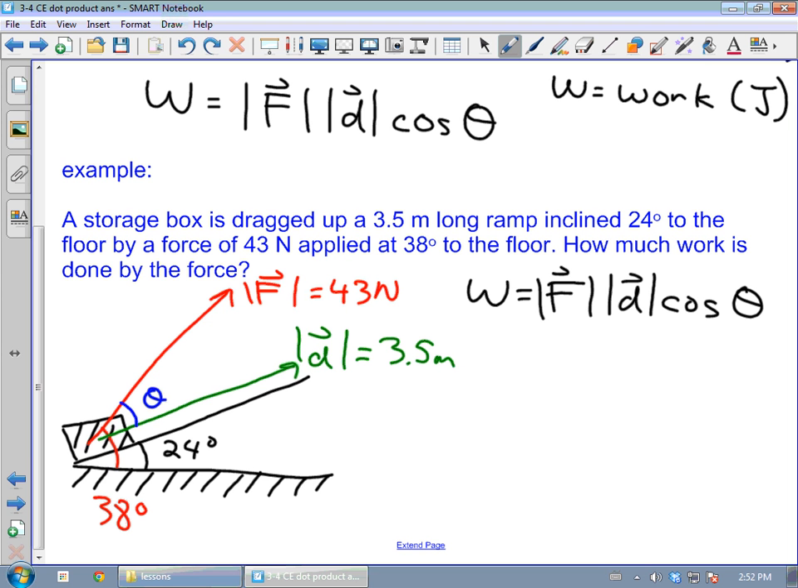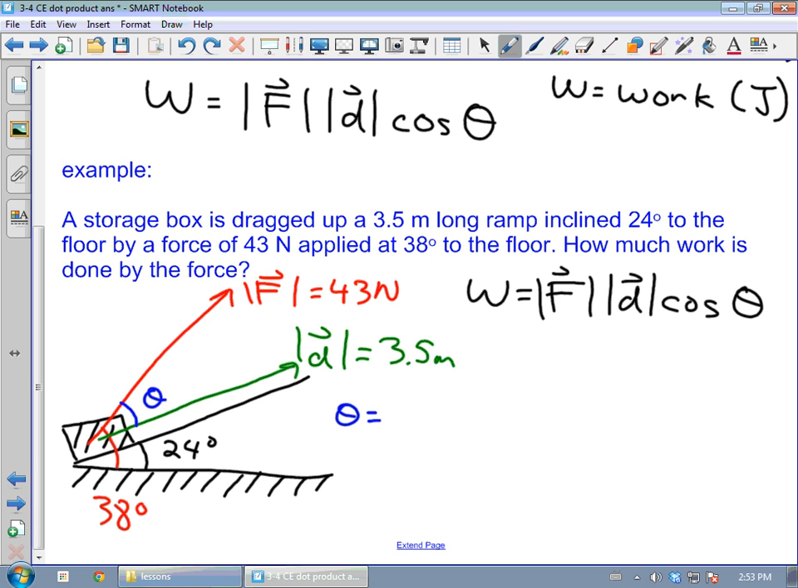We know that from the force vector to the floor is 38 degrees. From the ramp to the floor is 24 degrees. But because our displacement vector is right along our ramp there, that's also the angle between the displacement vector and the floor. So what do we need to do to calculate theta? What do we need to do with these two angles? We know this one here, we know this one here, 38 degrees. What do we need to do to these two angles?